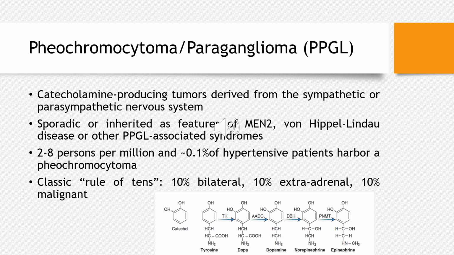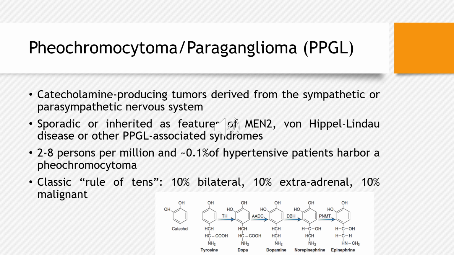These tumors may arise sporadically or be inherited as features of multiple endocrine neoplasia type 2, von Hippel-Lindau disease, or several other pheochromocytoma-associated syndromes. Catecholamine-secreting tumors are rare, with an annual incidence of 2 to 8 cases per 1 million people. Based on screening studies for secondary causes of hypertension in outpatients, the prevalence of pheochromocytoma has been estimated at 0.1% to 0.6%.